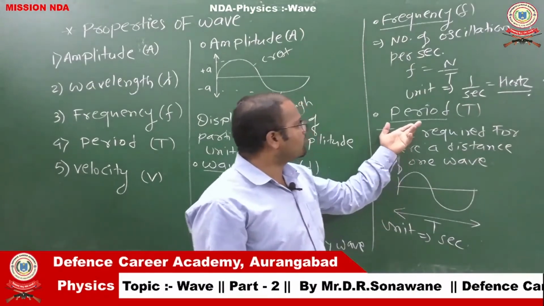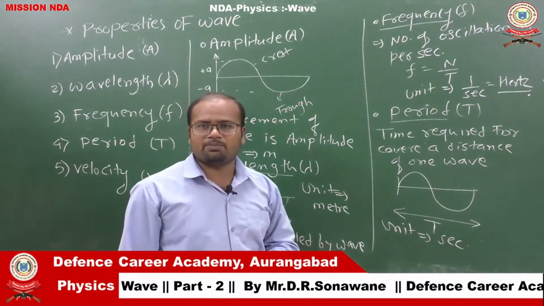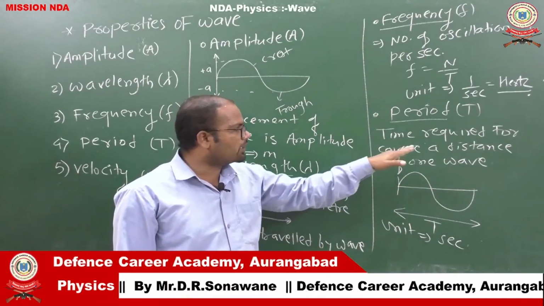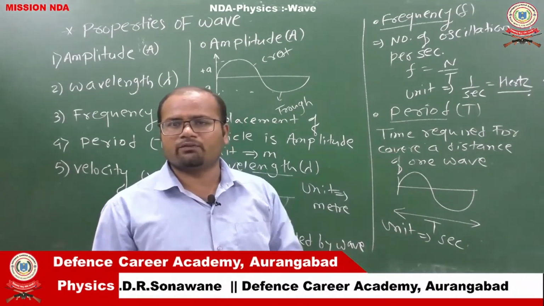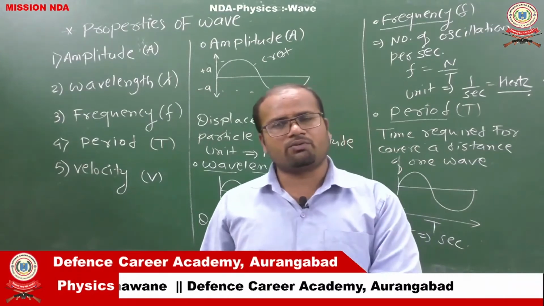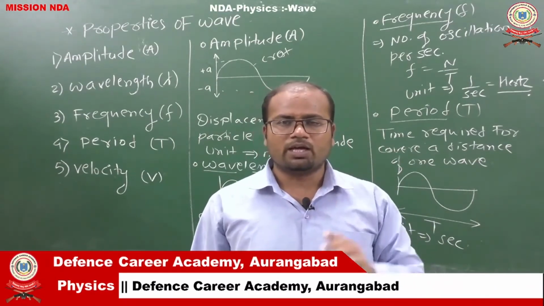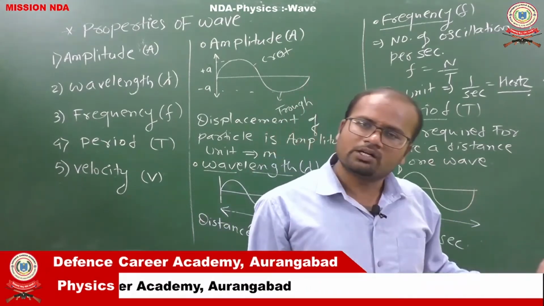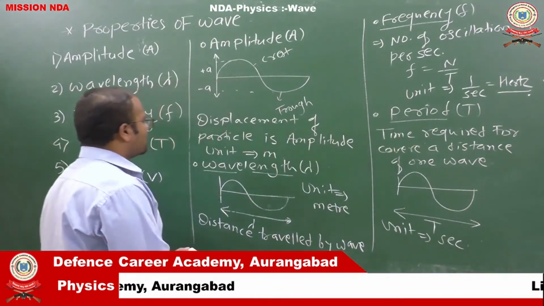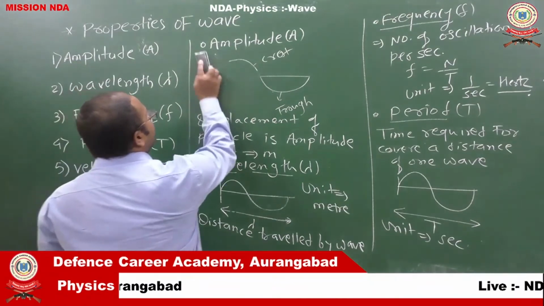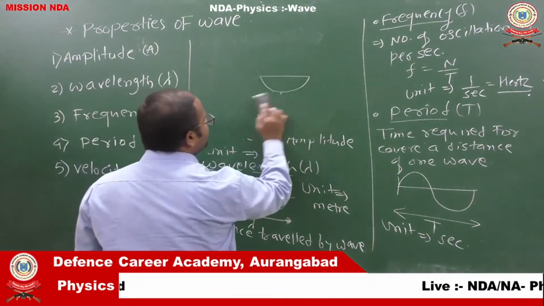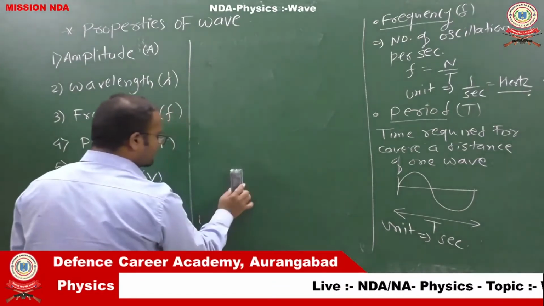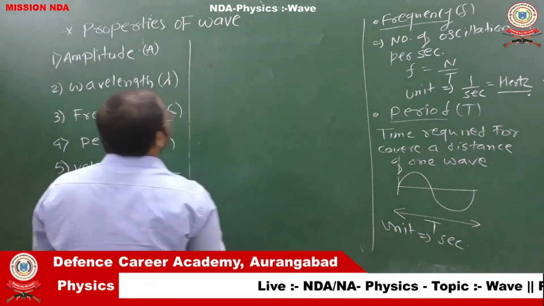Again, the fourth property, that is period, or we can say time period. It is nothing but the time required to cover a distance of one wave. If a wave travels with one crest and one trough, it means there is one wave, and the time required for that is nothing but the time period of a wave. So the last property is very important. There may be numericals asked in the NDA examination on the velocity of wave. So we will see the velocity of the wave.